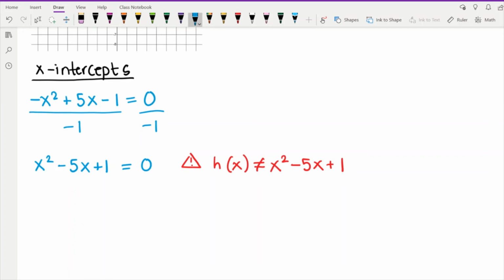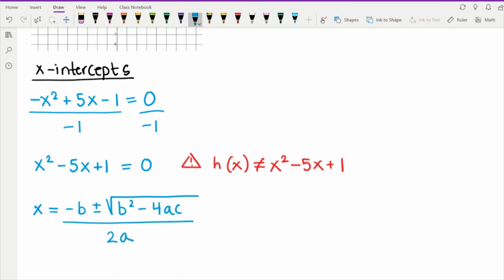Okay, so how can we go from here? Well, we could try to factor, but it's not going to work, right? Because there's no numbers that we could put here and here. The only choice would be -1 or +1, and none of those is going to give us a -5x. And so that tells us that we want to go and use the quadratic formula. So I'm going to write down the quadratic formula again: negative b plus or minus the square root of b squared minus 4 times a times c, divided by 2a.